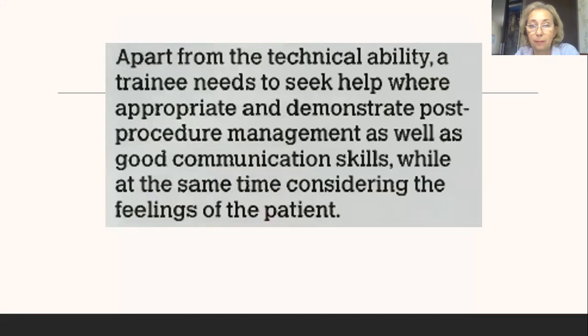Apart from the technical ability, a trainee needs to seek help where appropriate and demonstrate post-procedure management as well as good communication skills, while at the same time considering the feelings of the patient.